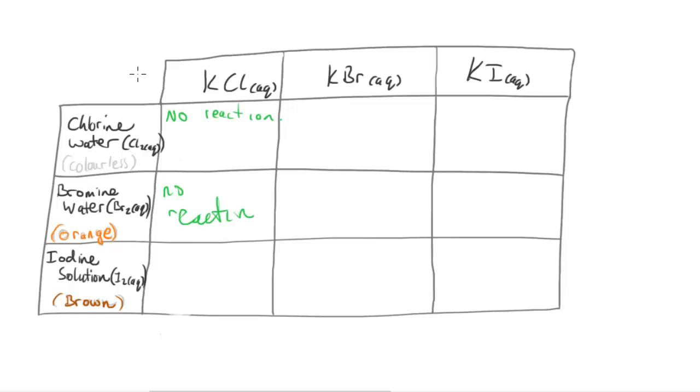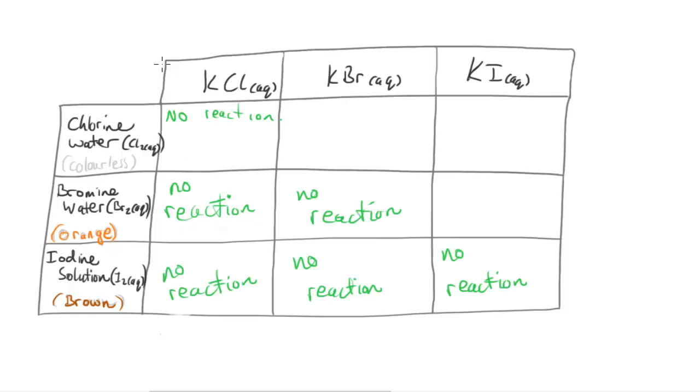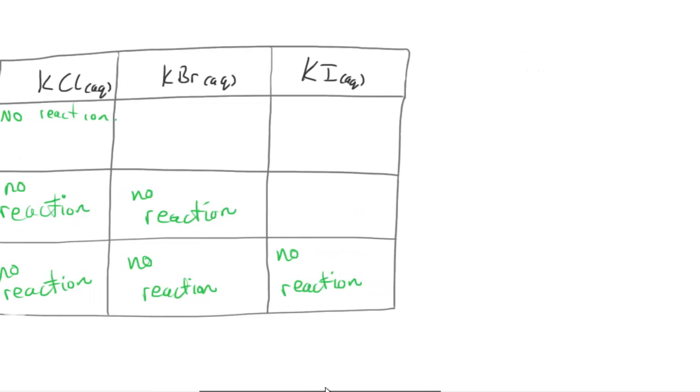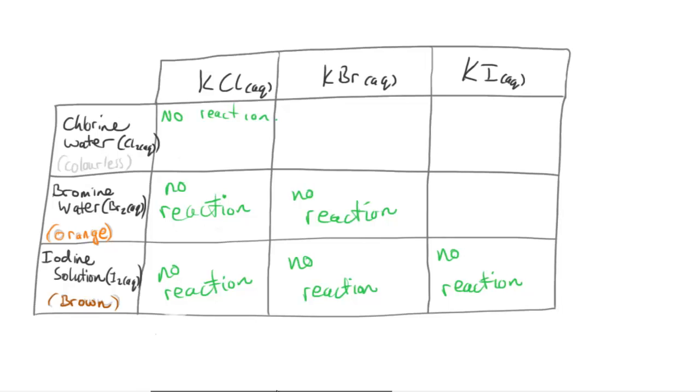Let me pause this first. Okay, so I filled this out and we have the no reaction boxes there. So now it's time to fill out the ones where there actually is a reaction. Before I go on to fill this out, let's just talk about the different colors which would form when the chlorine, bromine, and iodine molecules are in the organic solvent.